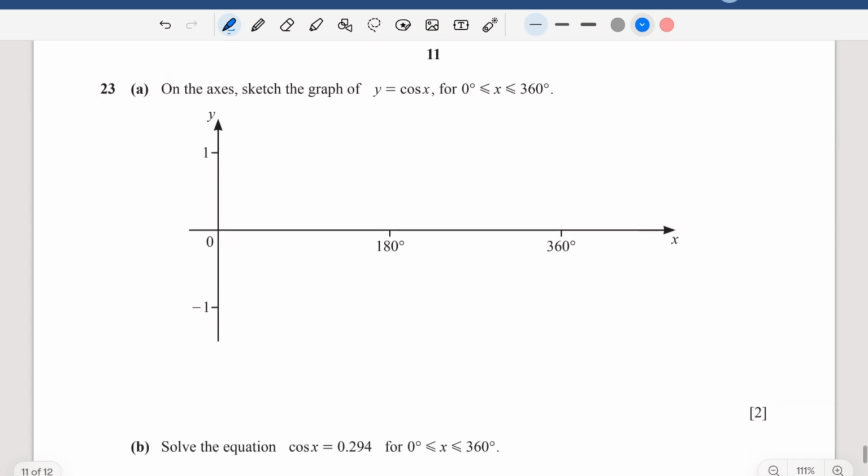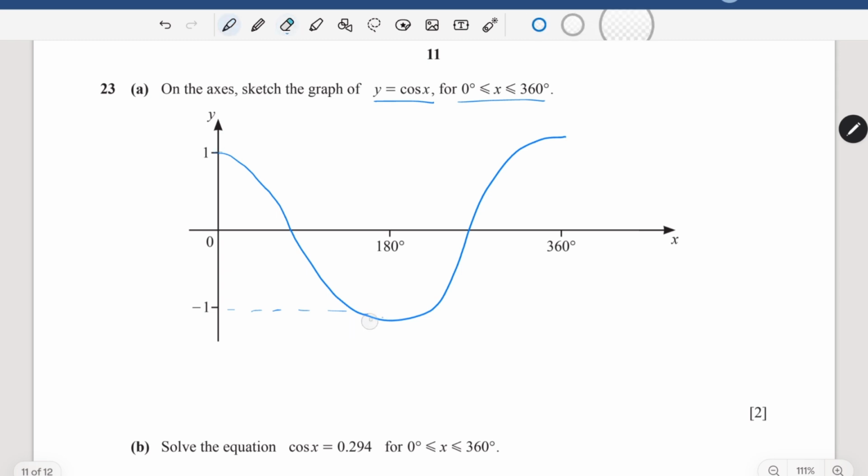Okay, let's go for question 23. On the axis, sketch the graph of y equals cos x for 0 to 360. Okay, cos x graph. Cos will start from 1, and then go up until 360. So here should be -1, then here is 1.